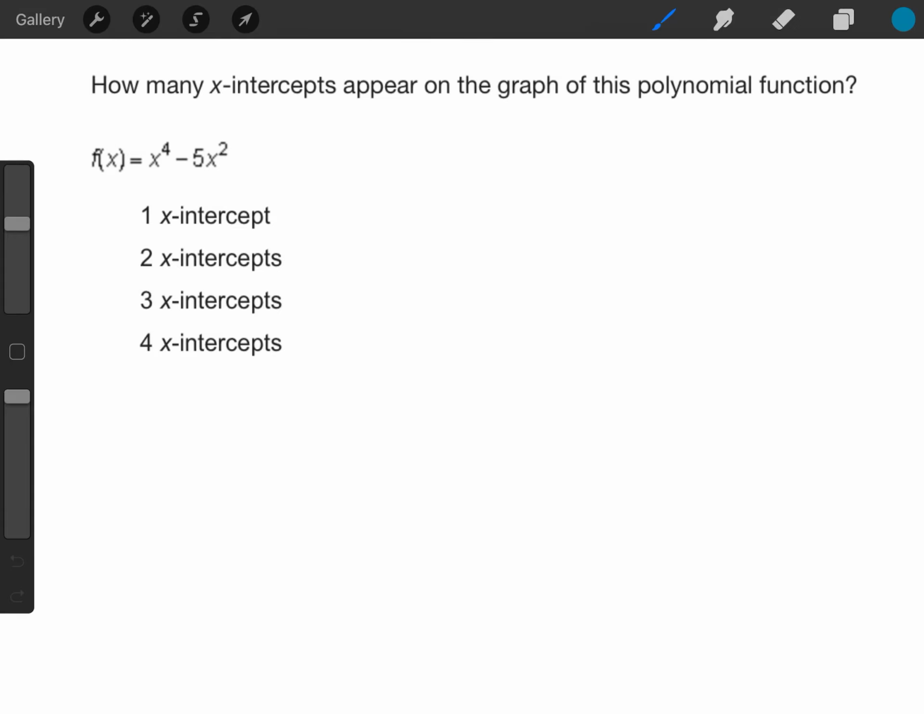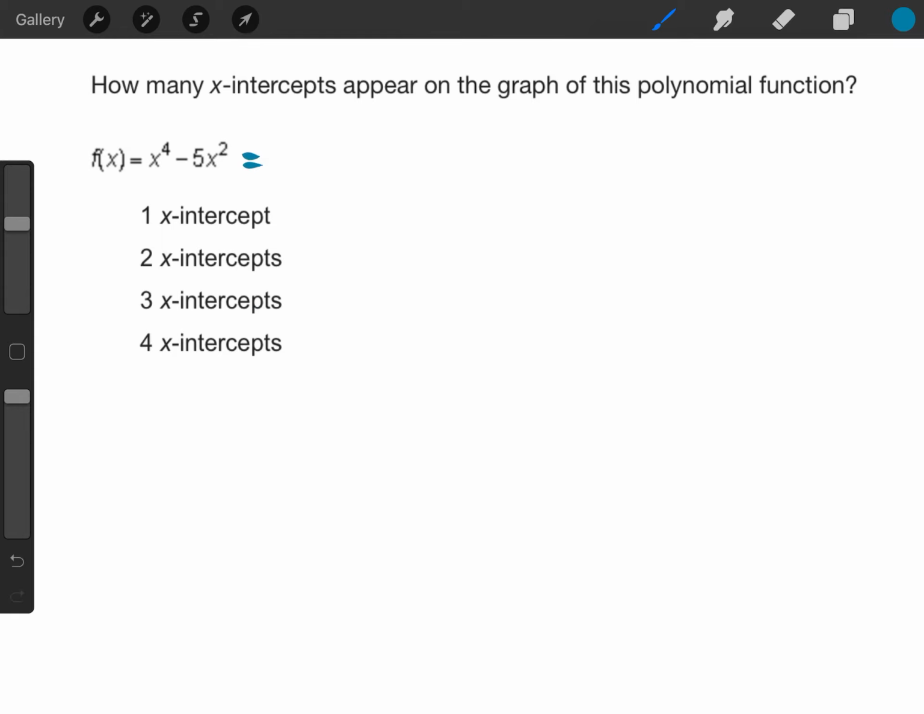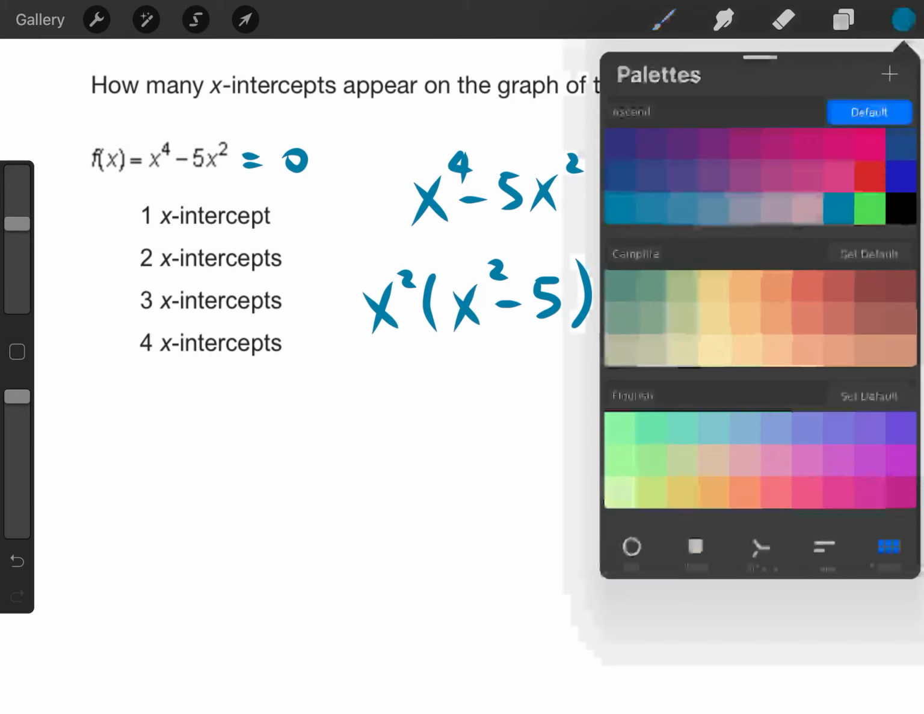All right, how many x-intercepts appear on the graph of this polynomial function? You cannot just say, okay, look at the highest degree, that's 4, so there's going to be 4 intercepts. That is wrong. So this is what you're going to do. You have to set this whole expression equal to 0. So x to the 4th power minus 5x to the 2nd power equals 0. Then you're going to solve for x. So factor out the x squared. I'll just put parentheses over here.